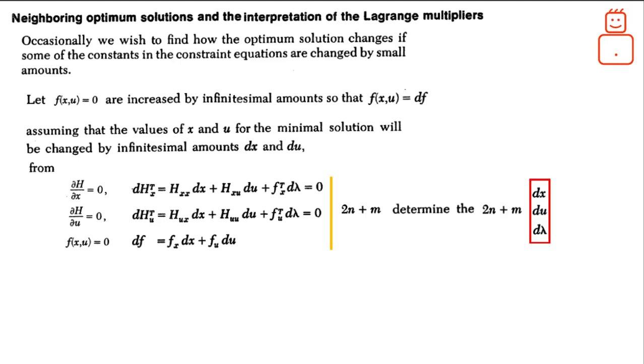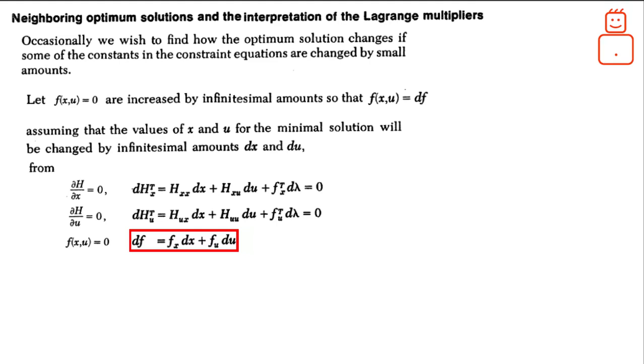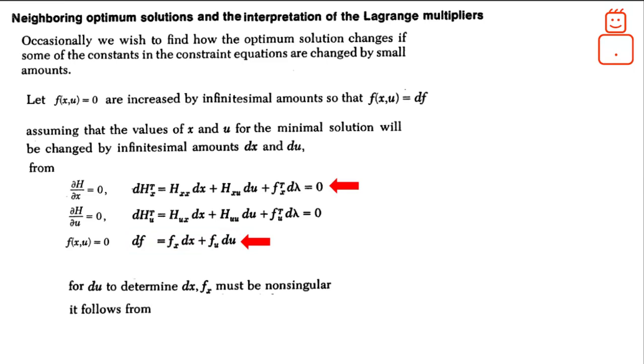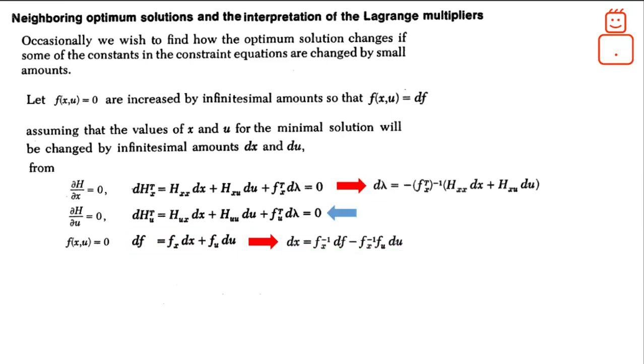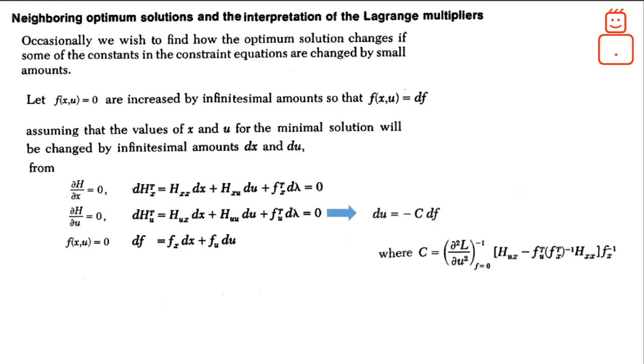Now observe the last relation. Here, for du to determine dx, the partial derivative of the function f of x and u with respect to x has to be non-singular. Thus, it follows from the first and last relations that we can write expressions for both delta lambda and delta x as shown. And if we substitute both these relations into the second relation and then solve for du, we would have the following result for du.